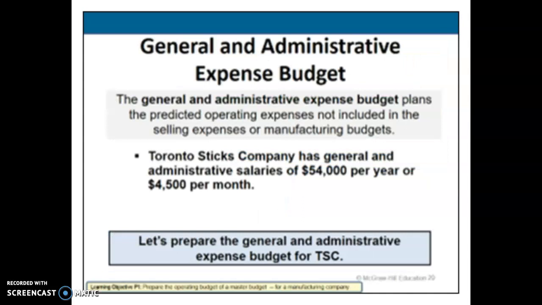All right, next we have a general and administrative expense budget. It's going to plan our predicted operating expenses that are not included in selling expenses or the manufacturing budget. It tells us here that Toronto 6 Company has general and administrative salaries of $54,000 per year, or $4,500 per month. So now we're going to do the general and administrative expense budget for Toronto 6 Company.